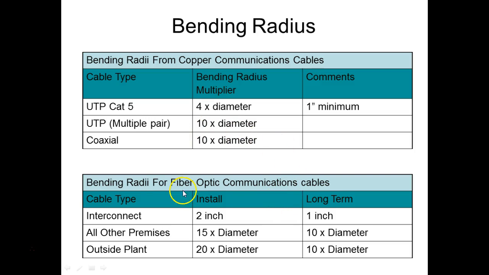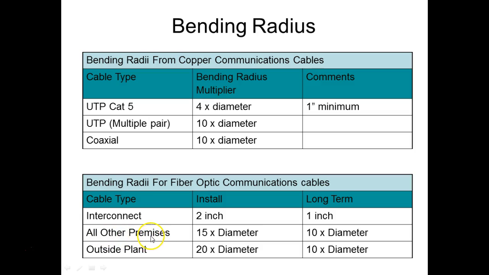The bend radius for fiber optics is a little different. We have a bend radius when we're installing it, and then we have a bend radius we should not exceed when it's actually installed. So this would be while you're installing it. This would be after it's installed. So interconnect cables, which is basically cables that run from point to point, single or double conductor cables, during install we could do 2 inches, and then for the long term we could use 1 inch.